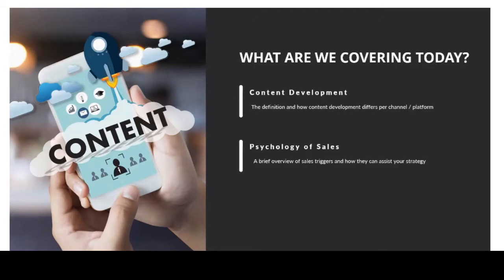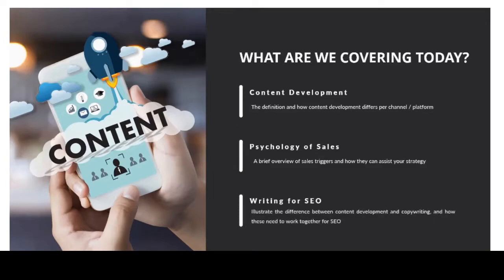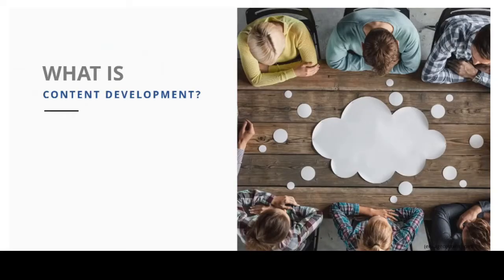Then we're going to look at the psychology of sales, which is incredibly interesting. Just a brief overview of sales triggers and how they can assist your content strategy. Then we will look at writing for SEO and illustrate the difference between content development and copywriting and how these need to work together for SEO. We are looking at SEO in more detail in later modules, but this is a good place to start as it's all about content. So starting off with content development, what does that actually mean?